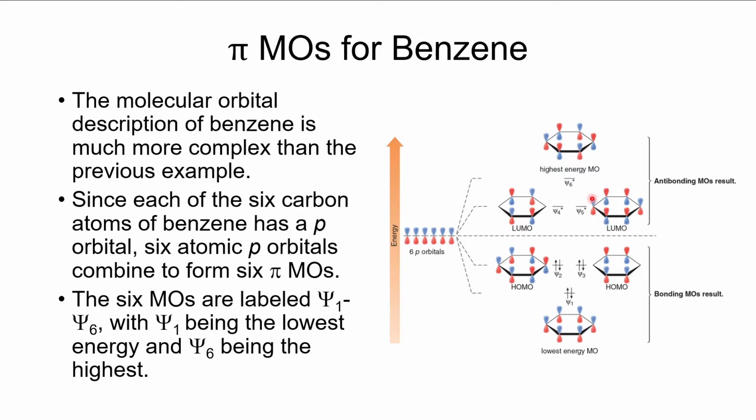So there's the 6 orbitals. We number these orbitals from the lowest energy up to the highest energy using the Greek letter psi. So psi 1, psi 2, psi 3, 4, 5, and 6. Psi 1 is the lowest in energy, psi 6 is the highest in energy.